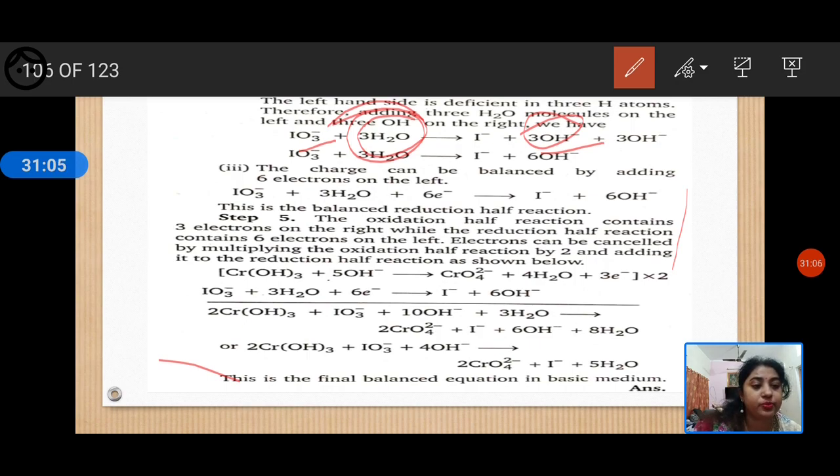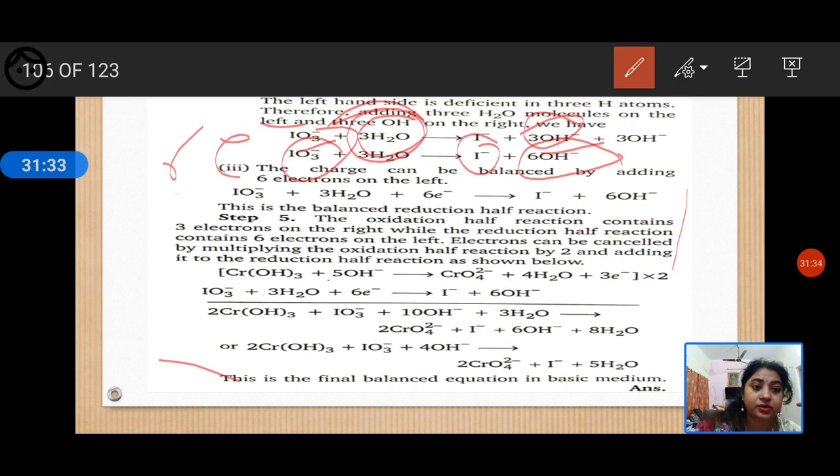Next step is to balance the charge: 6 negative, 1 negative, 6 OH minus and 1 here, 6 and 1 is 7, and here only 1. It means if we will add 6 electron in the reactant side, then the charges will be balanced. That only we will do here. This is the balanced reduction half reaction.